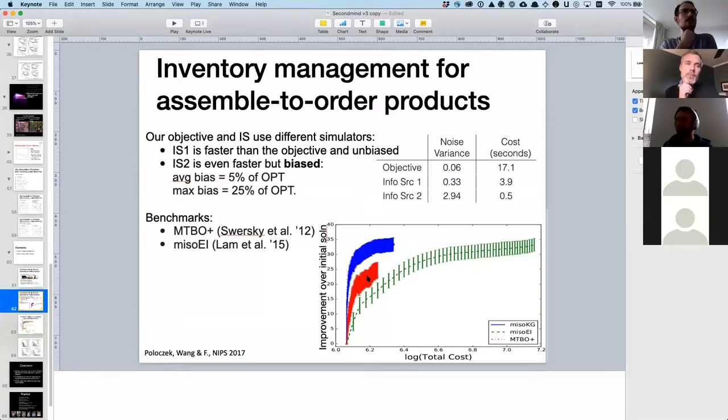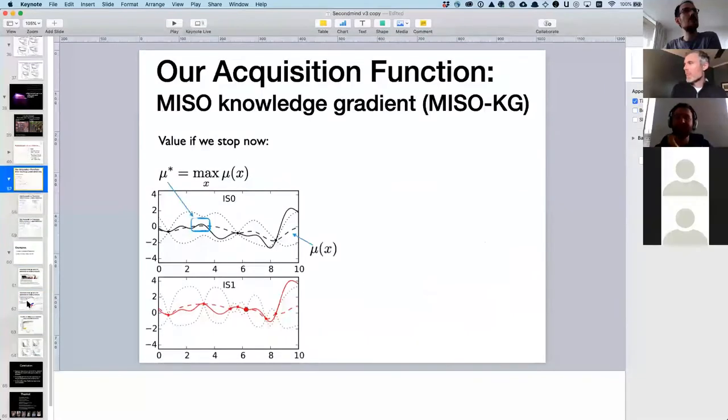Mm. Okay, thanks. For sure. I do have another quick question. So regarding the one-shot knowledge gradients, is this something you recommend now as your default knowledge gradient policy?